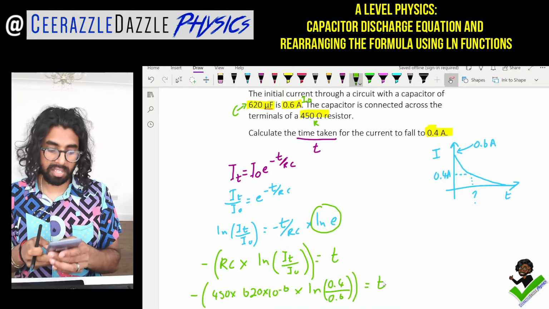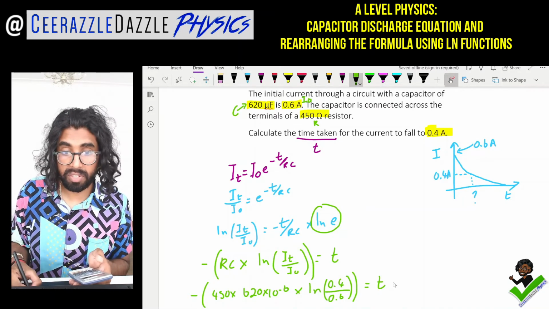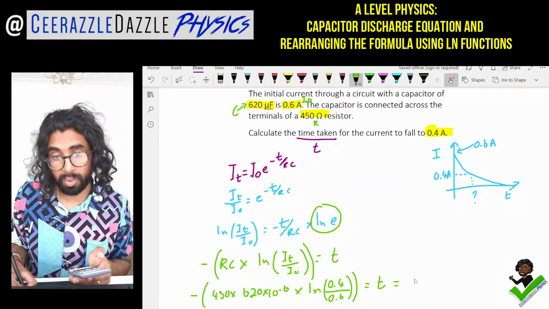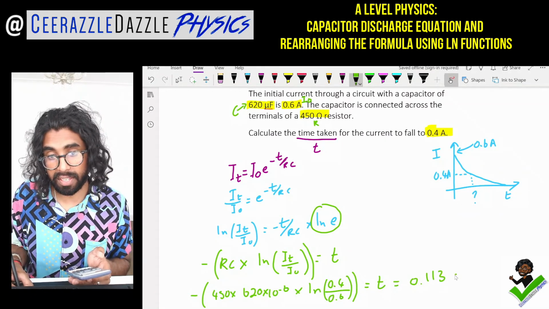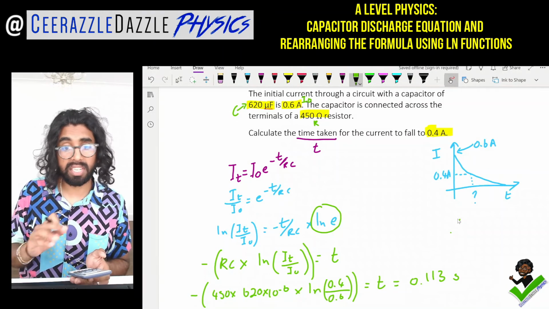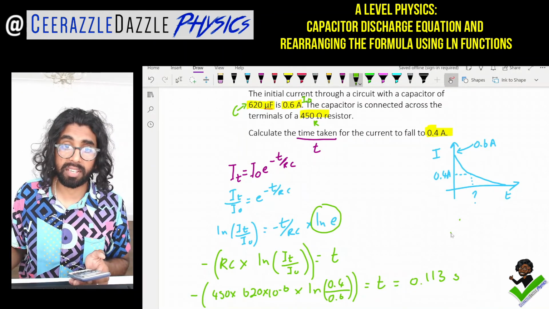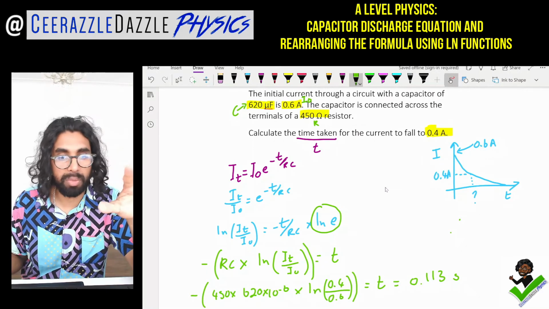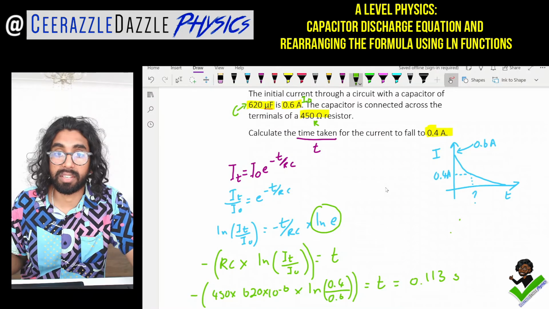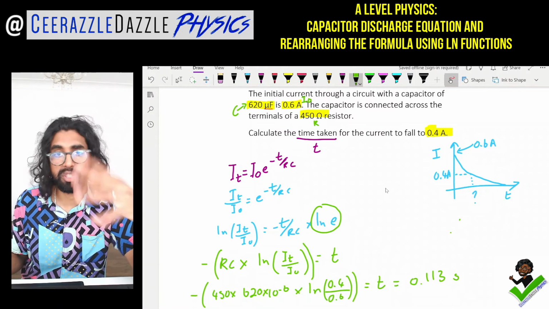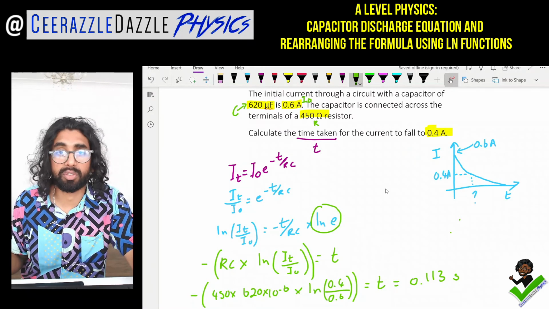So let's do it on the calculator and see what we get. I'm getting the value of t to be 0.113 seconds. Everyone happy? I'm getting t is equal to 0.113 seconds. Wonderful stuff. So hopefully you've managed to get that actual value. Obviously you've got to use the ln functions and be comfortable with them. Ask your math teacher for additional support.